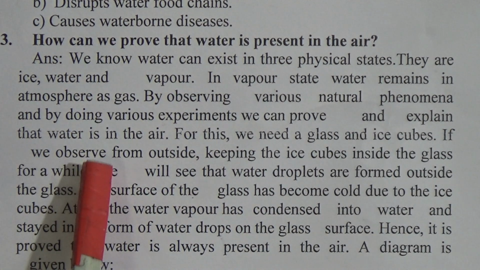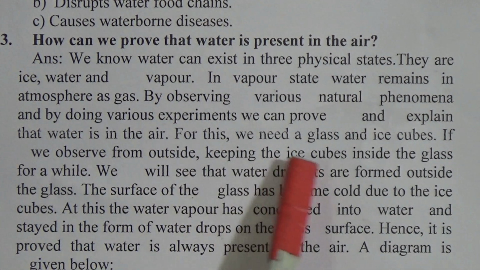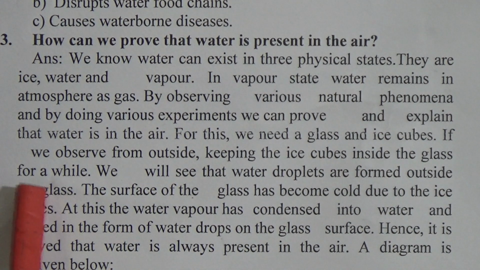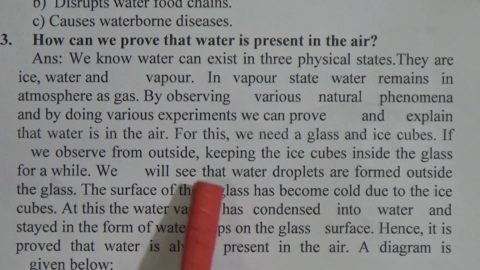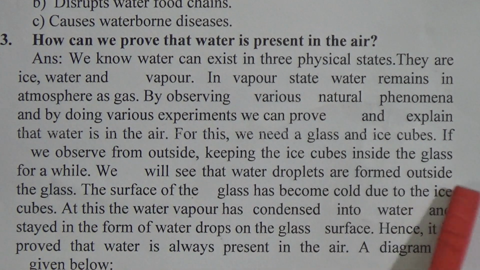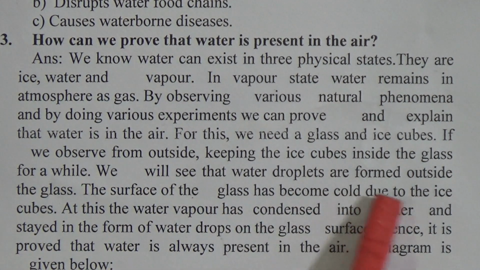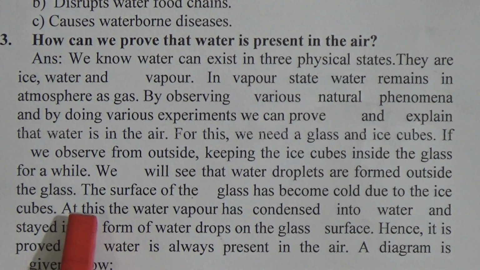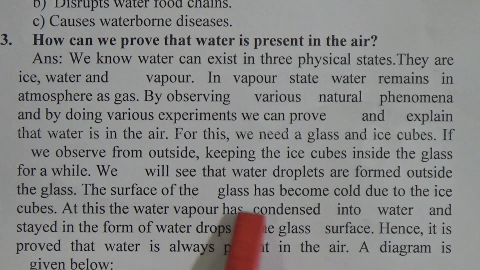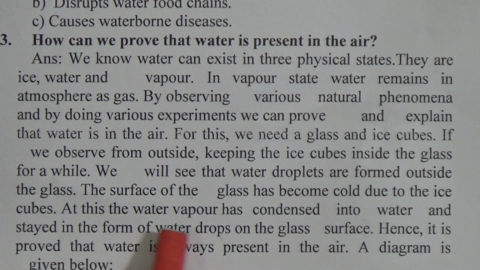If we observe from outside, after keeping the ice cubes inside the glass for a while, we will see water droplets formed outside the glass. The surface of the glass has become cold due to the ice cubes. At this, the water vapor has condensed into water and stays in the form of water drops on the glass surface. Hence, it is proved that water is always present in the air.